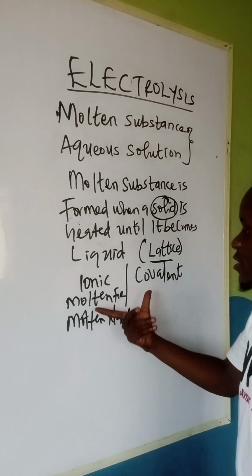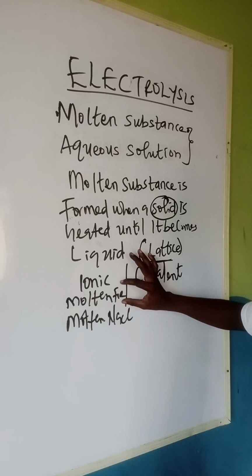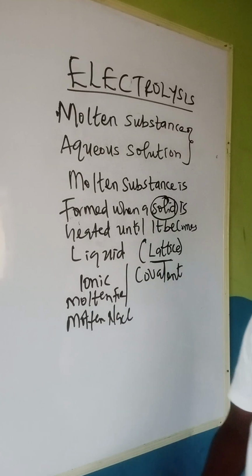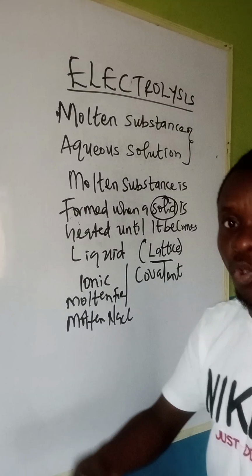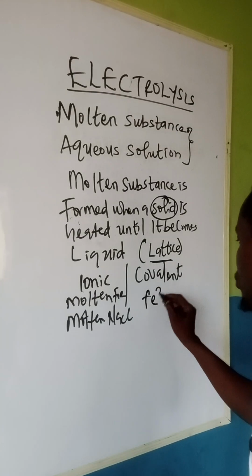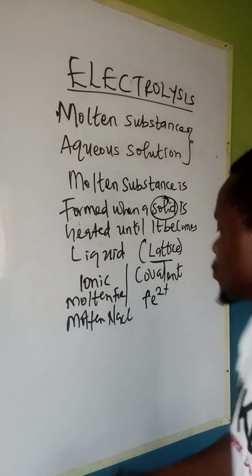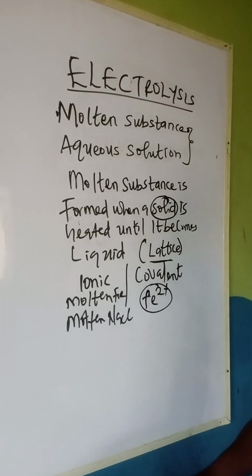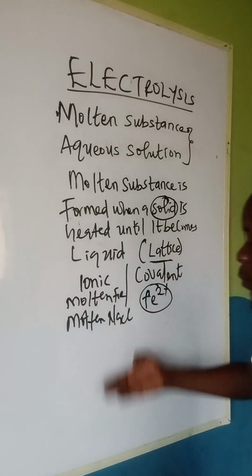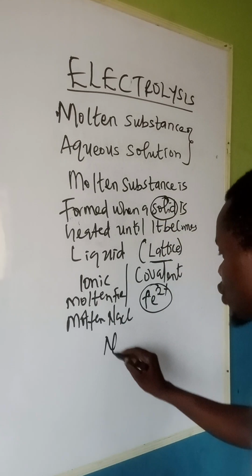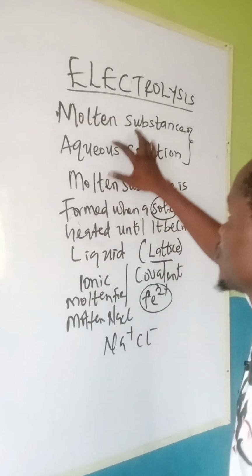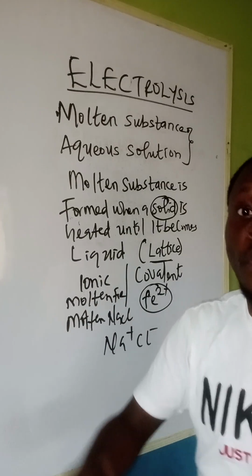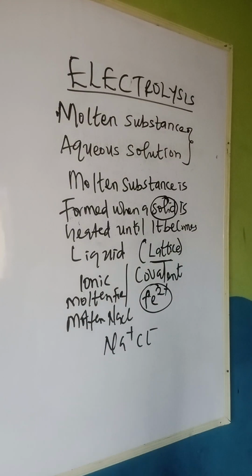Now, when this solid, in a solid form, is heated in a blast furnace to a temperature, it melts, and when it melts, it becomes a liquid, forming ions. In this process, it is able to conduct electricity. And also here, if our molten sodium chloride is heated, it forms sodium ion and chloride ion. So in other words, molten substance does not involve water, unlike the aqueous solution.